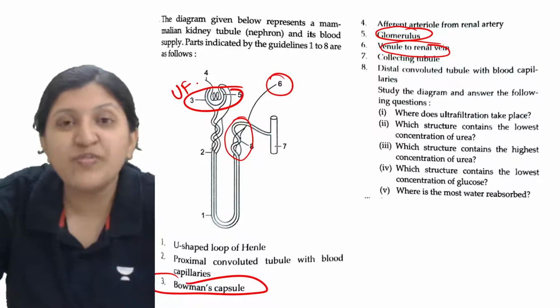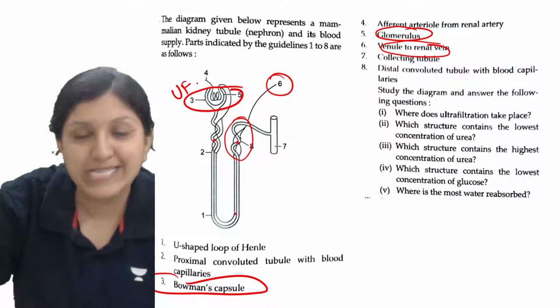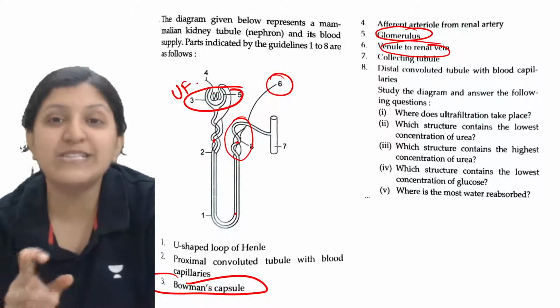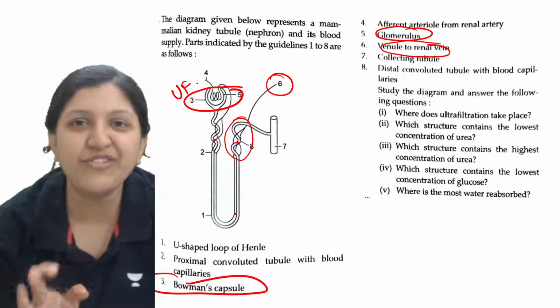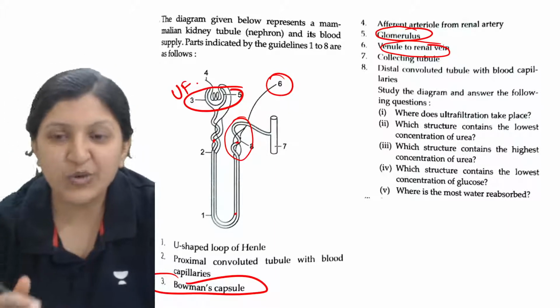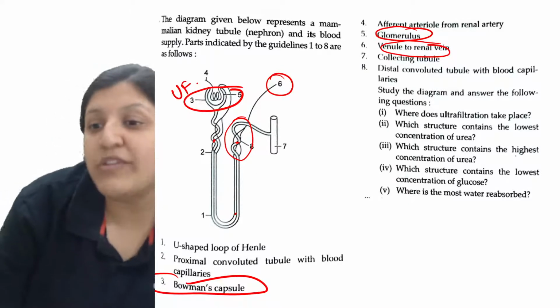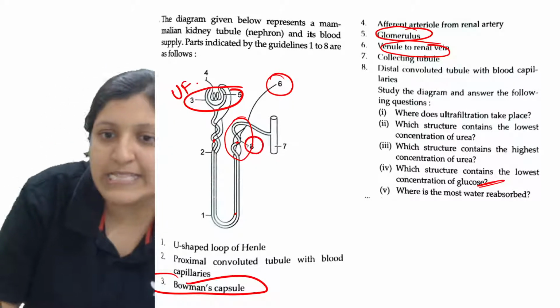Whatever amount of glucose was there was absorbed in the PCT, Henle's loop and DCT. So now urine is not having any glucose because this person is not a diabetic. If a diabetic person is there, yes, you can find too much glucose in the urine. So in a normal person, DCT is where you can find the lowest concentration of glucose.